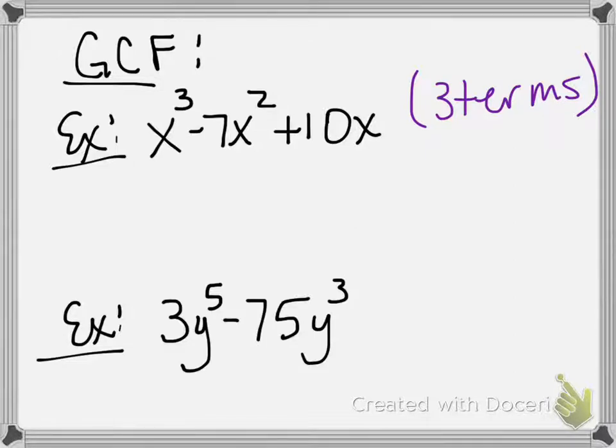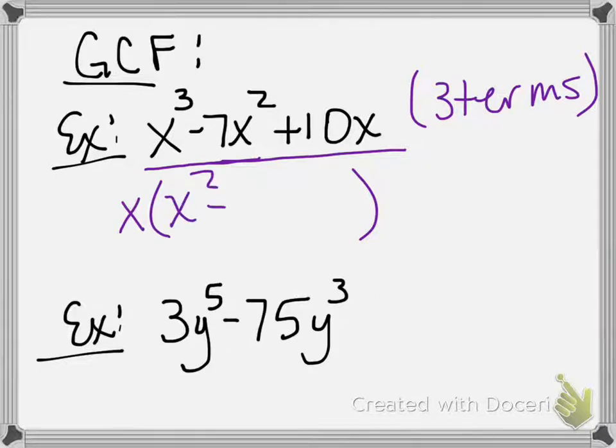So let's start off with greatest common factor. I'm going to look at each of my terms and see what they have in common. These three things all have an x, and if I divide that x out and put it to the front, then I'm going to have x squared minus 7x plus 10. So I haven't done much to change this, but this has been factored by taking out the greatest common factor.